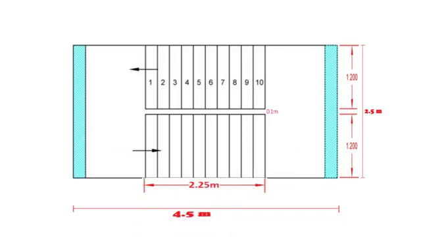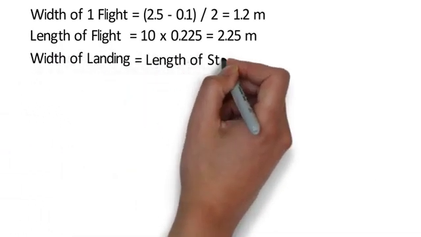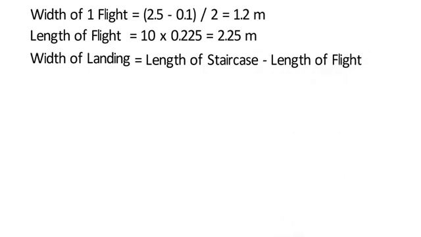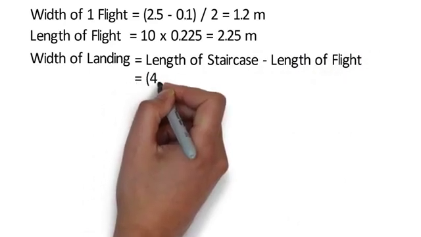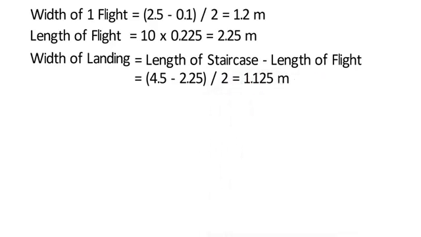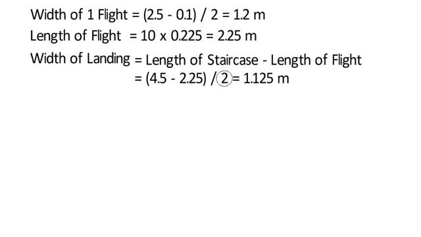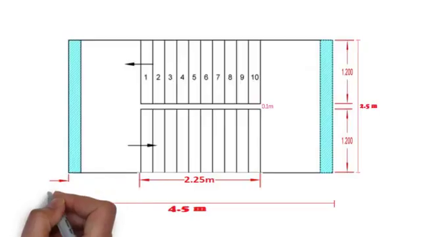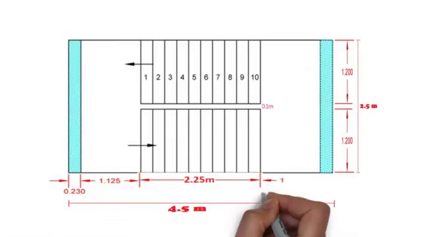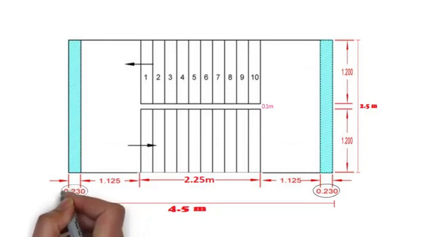So let us calculate width of landing. It is equal to length of staircase minus length of flight. It means 4.5 minus 2.25 divided by 2 is equal to 1.125 meter. Here we have divided it by 2 because there are two landings. So here in this plan, I will write the width of landing as 1.125 meter. This 230 mm is the width of beam on both sides.